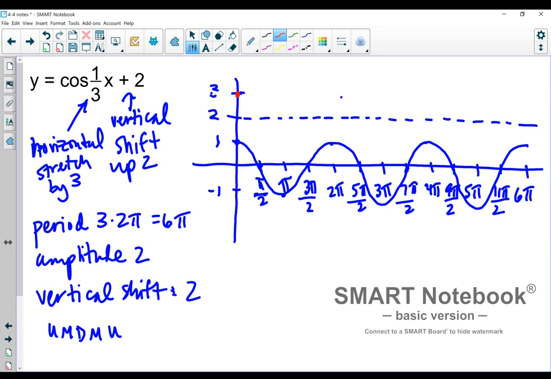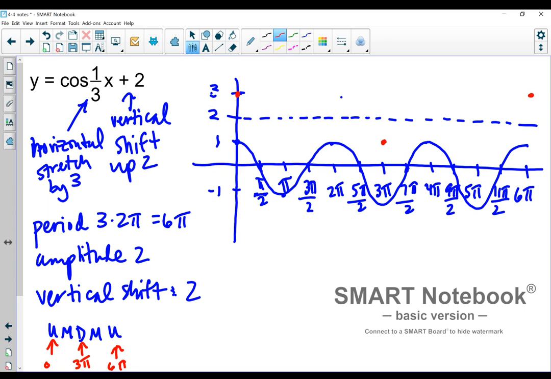And now my whole graph is going to go from 0 to 6 pi. So if I'm thinking about that up, middle, down, middle, up, this is going to be at 0, and this one's going to be at 6 pi. So I'm going to mark that one over there. And then halfway between them is the down one. That's going to be at 3 pi. Okay, so at 3 pi, I would be down 1 unit from the line.